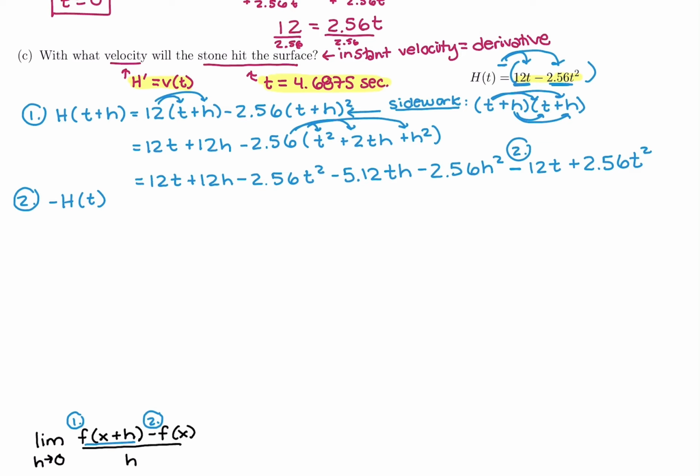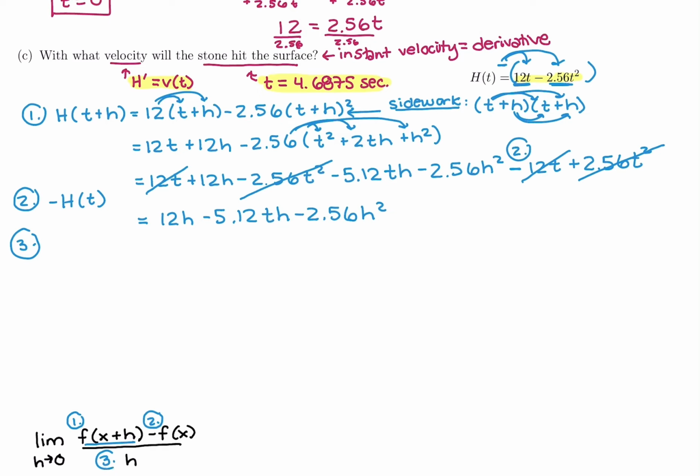And then we see a few things cancel out. So we have 12t and a minus 12t. And then we have negative 2.56t squared with a positive 2.56t squared. So what we end up with left after we subtract is a 12h minus 5.12th minus 2.56h squared. And we're getting closer to plugging into this whole definition.